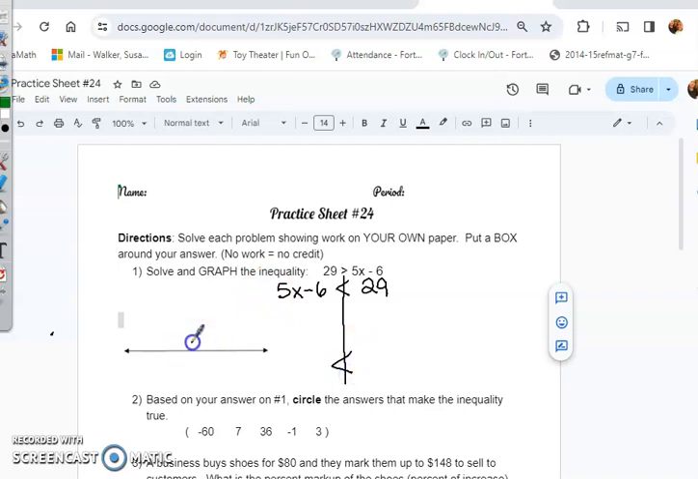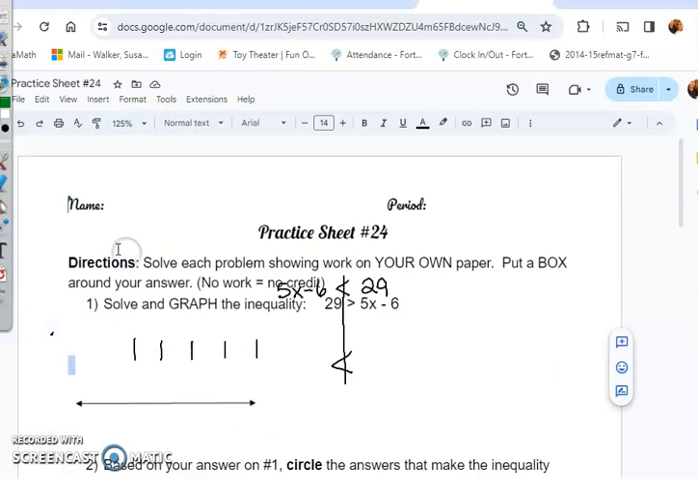Okay, so remember, you need 5 numbers on here. Hopefully you remember this is open, which means whatever answer you get will not count. Okay, so now we're going to go to the next one.